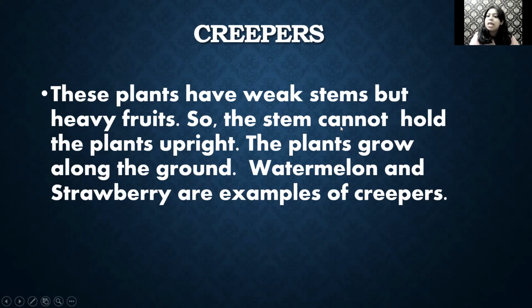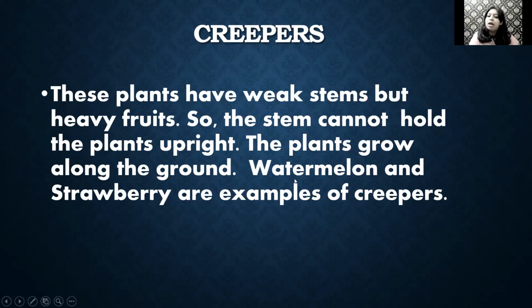Because they have very weak stems and heavy fruits or vegetables, they can't hold the fruit or the vegetable. Why? Because the stem is very weak. So the plants grow along the ground. They grow along the ground because they can't hold the fruit or the vegetable. That is why they are always growing along the ground. Now, watermelon and strawberry are examples of creepers.